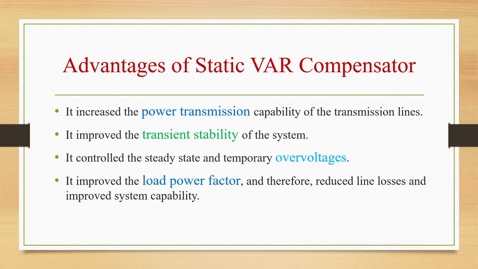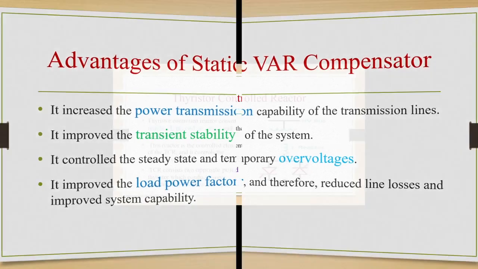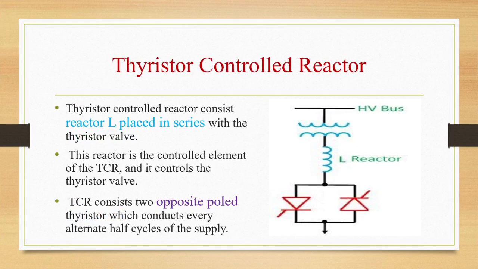But before seeing that, let us see the advantages of static VAR compensator. By using static VAR compensator, power transmission capability of transmission lines will be increased. Transient stability of the system will be improved. And it will control the steady state and temporary over voltages. And load power factor is improved, and therefore reduced line losses will be there and system's capability will be improved. So let us see the thyristor controlled reactor.